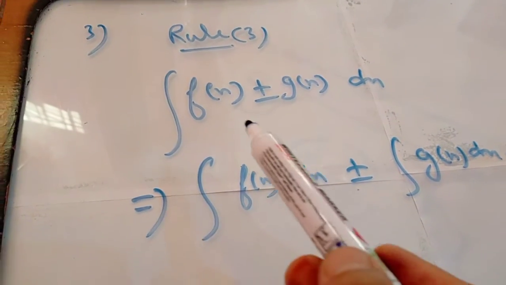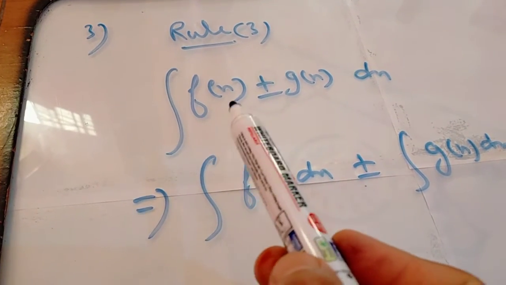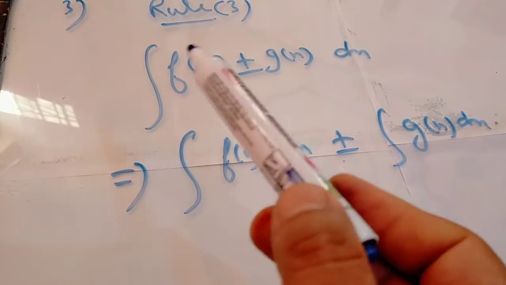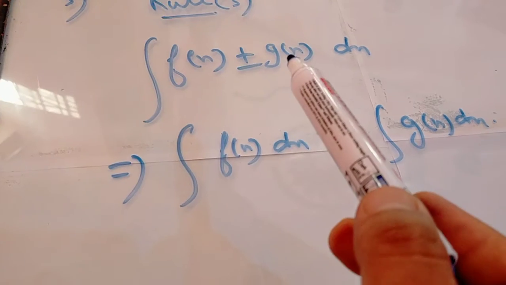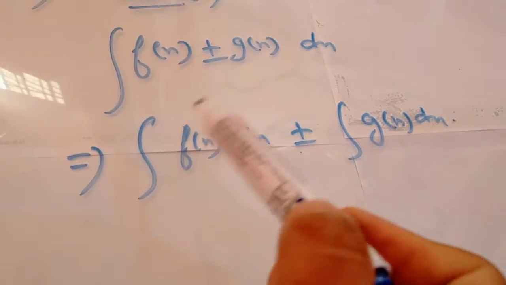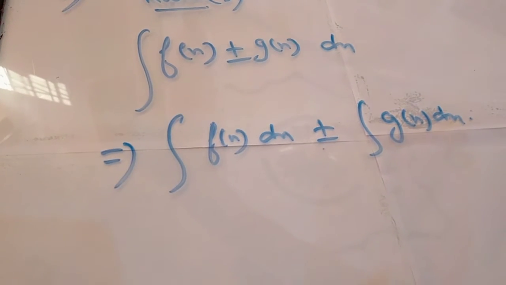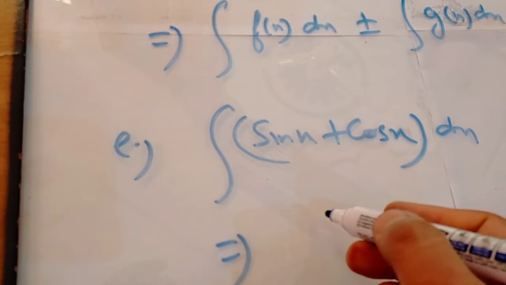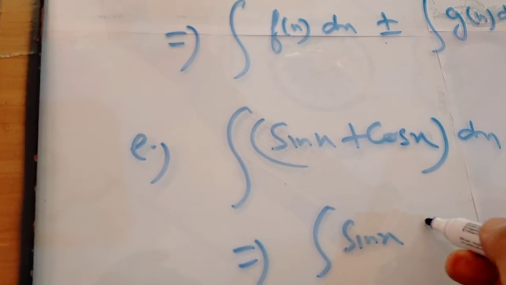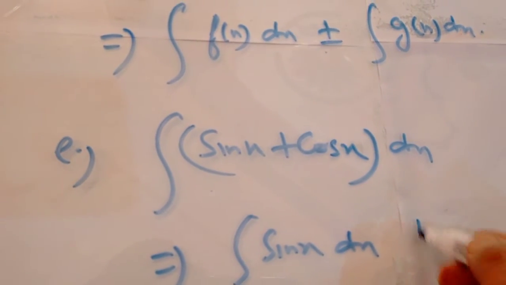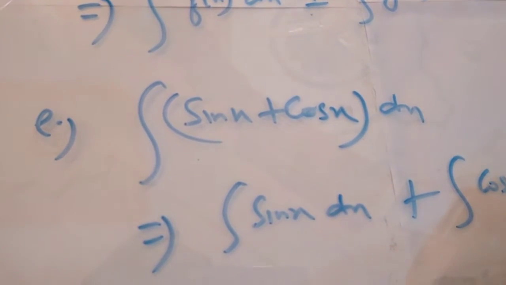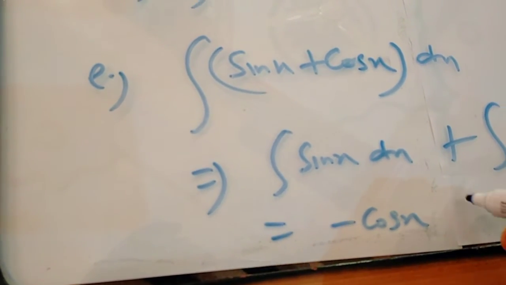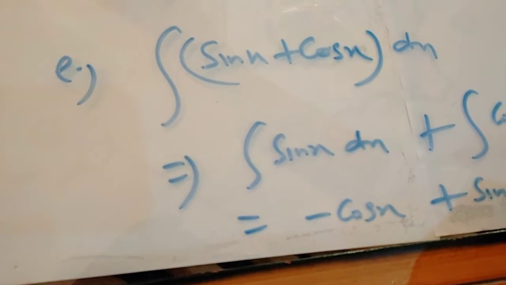Now another rule I want to discuss with you, this is rule number 3, integration of f(x) plus or minus g(x), meaning either plus or minus if it is there. In that case, what you have to do is integrate f(x) separately and g(x) separately, meaning we will separate these two functions, then we will start the integration. For example, look at this question, integration of sin x plus cos x. You can do here integration of sin x dx, this is the first step, and plus integration of cos x dx. So the result will be minus cos x plus sin x.